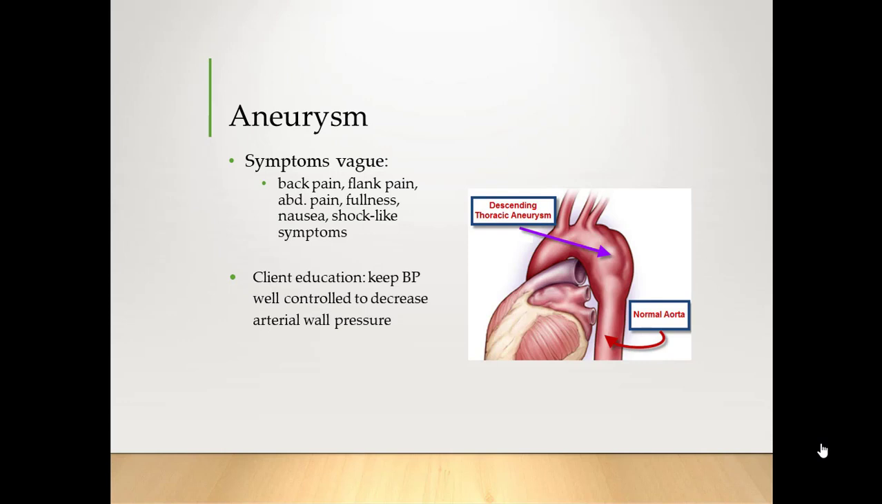Education for this is we want to keep blood pressure well controlled. We don't want their blood pressure spiking because that will cause a rupture.